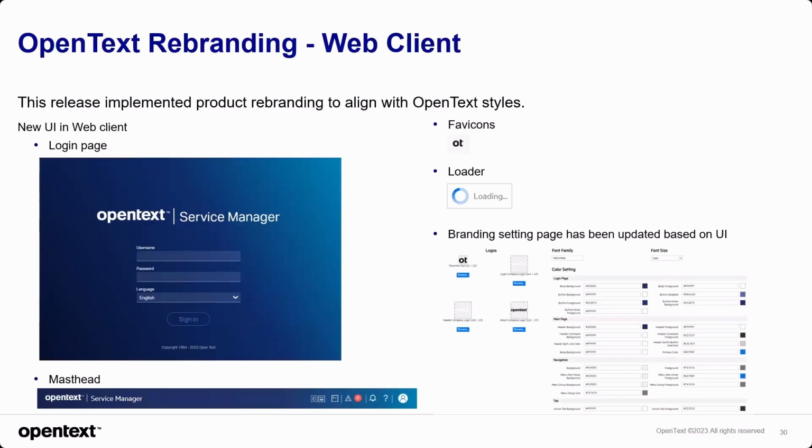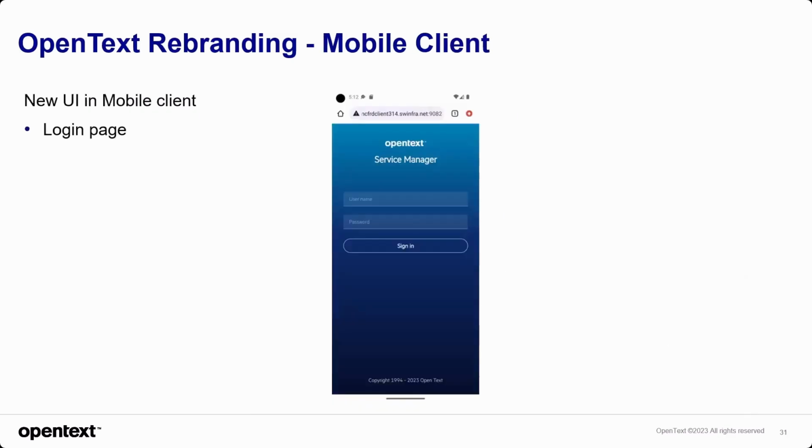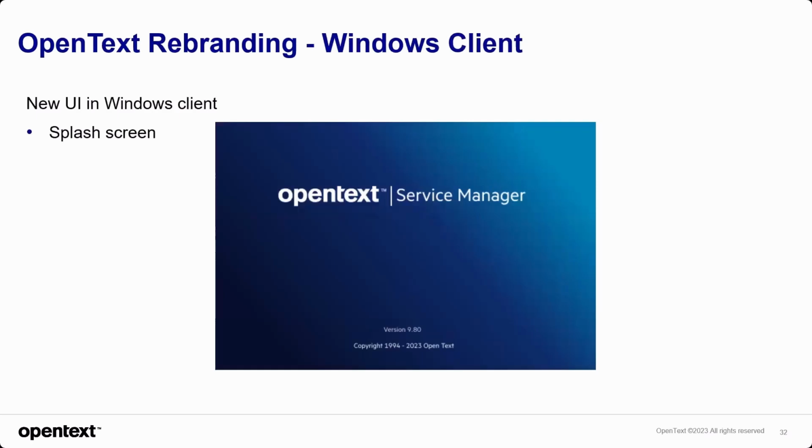In the previous demo, you may have already seen some of the changes around the OpenText styles, like the login page, masthead, favicons, loaders, and also the corresponding branding setting page, which has been updated with the new user interface aligned with the OpenText styles. Here are some other areas where we made changes to align with OpenText rebranding and the OpenText UX style, like the mobile client login page, the Windows client splash screen, and some other areas.